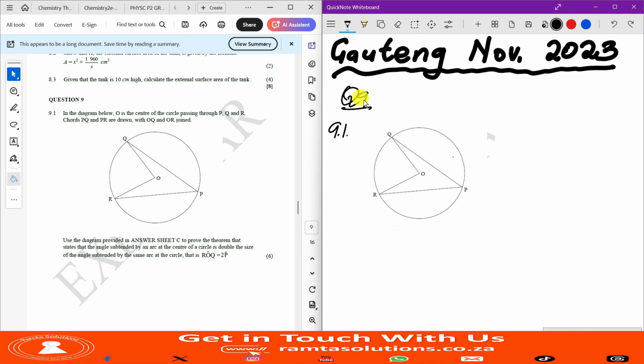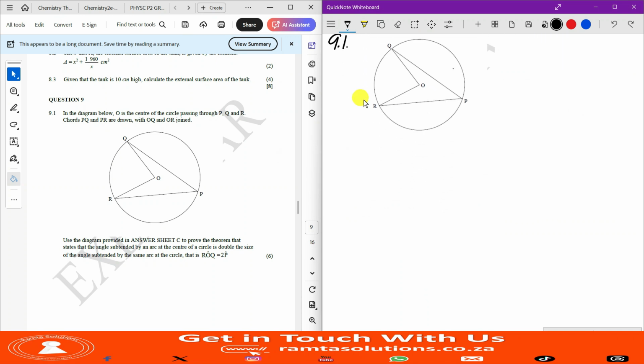So let's proceed. Now, when we answer this question, you need to start with a construction. So in your construction, you will say draw PO extending to, let me say S, extending to S.